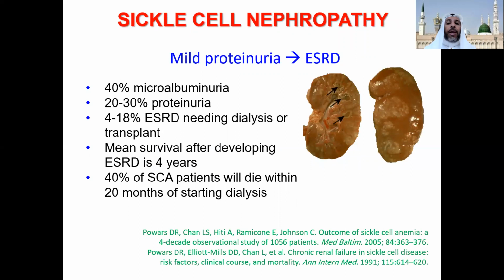Nephropathy is another problem with sickle cell anemia. Almost half of sickle cell anemia patients will have microalbuminuria, and almost one third of them have frank proteinuria. A few of them may go into end-stage renal failure and need transplantation.